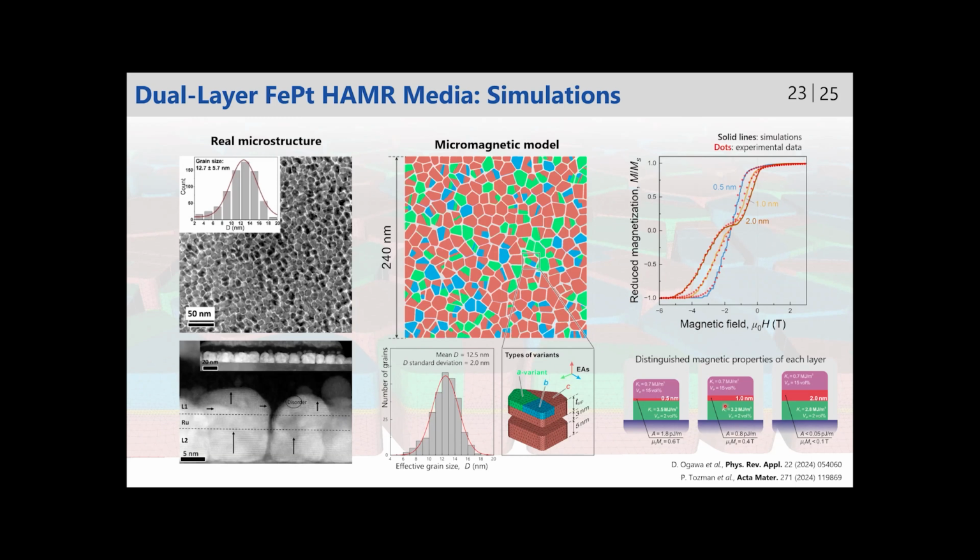For example, for different thickness of the ruthenium layer, we were able to distinguish what are magnetic properties of the top and of the bottom layer, what is the volume fraction of in-plane variance, and so on. So to optimize such emerging new materials, micromagnetic simulations, which are based on real microstructure, which represent nicely microstructural features, are really efficient.